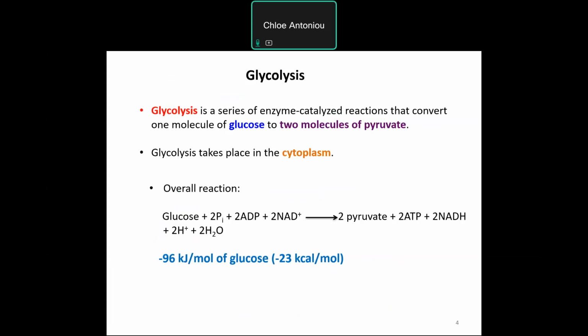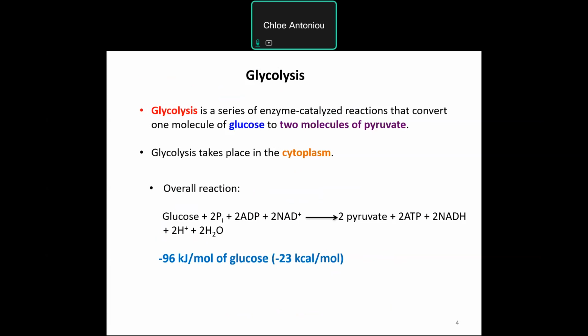It's going to come in handy, trust me, if you know in what cells and in what part of those cells these pathways take place. And for those of you who are planning to take the USMLE, this is a concept that they really like as well. They want you to know where each pathway takes place. And you will see it will be useful for your understanding.